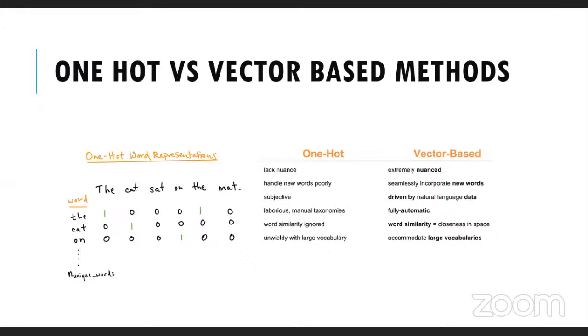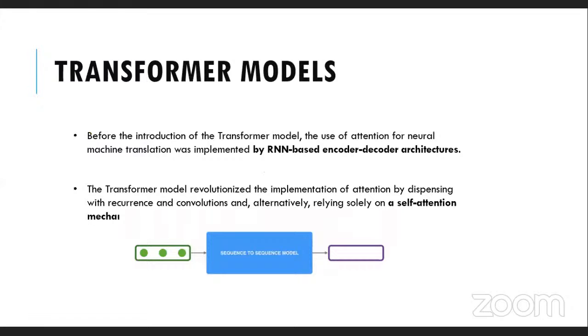As you see in the one hot, we lack the nuances. We do not handle new words. It's very subjective in nature. But on the other hand, vector based are extremely nuanced. It can easily incorporate new words. It's fully automatic, and it can accommodate large vocabularies. So that's the distinction. This is something which we'll be applying in our model also.